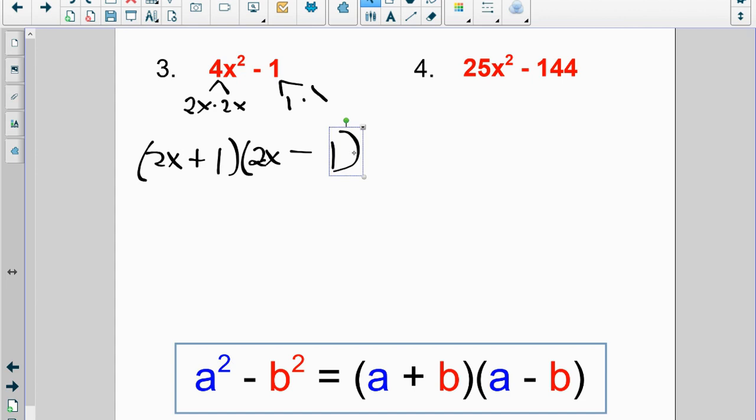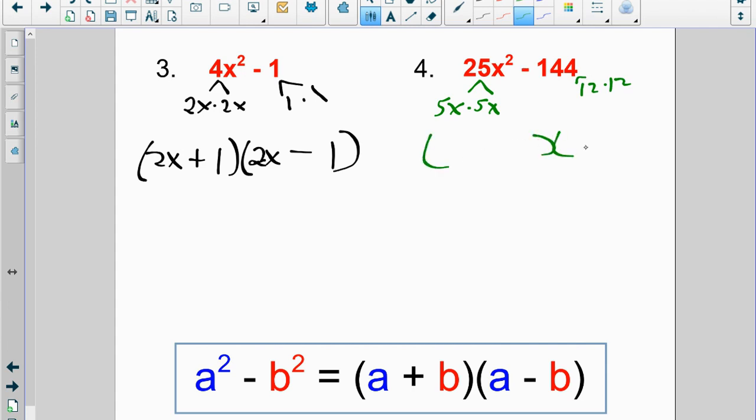And last but not least, number 4, let's see, 25x squared should be 5x times 5x. 144 is 12 times 12. It's a subtraction. So we have a difference of squares, so we can go straight to our little pattern. One's plus, one's minus. 5x at the beginning of each one, and I put 12 at the end of each one.